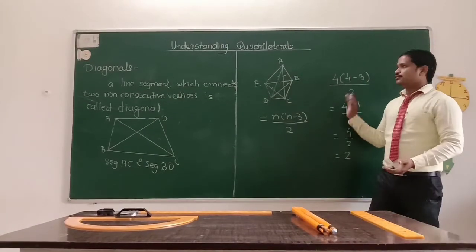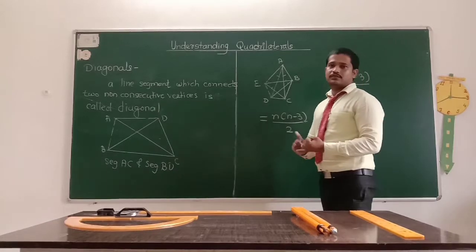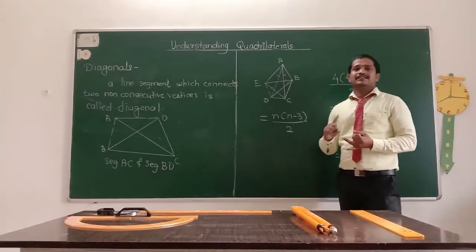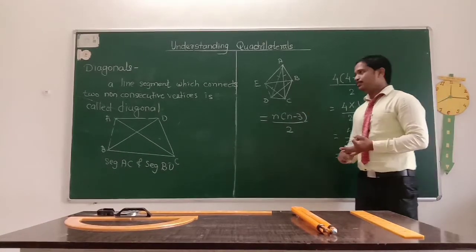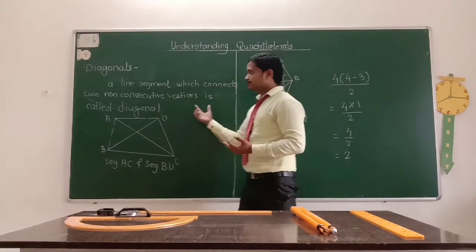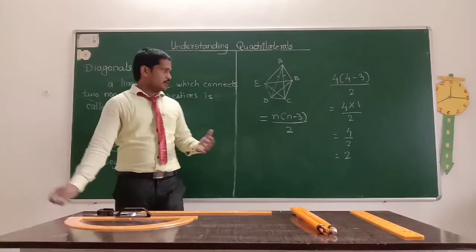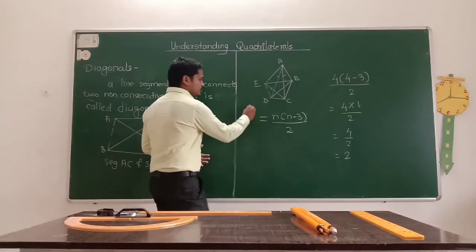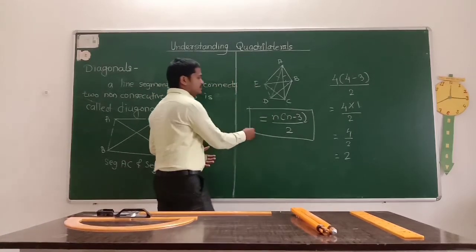So in this video we have covered the concept of curve, the types of curve, then the polygon, what is meant by polygon, then what are the types of polygon, and what is the concept of diagonal, and how to find the number of diagonals of a given n-sided polygon.